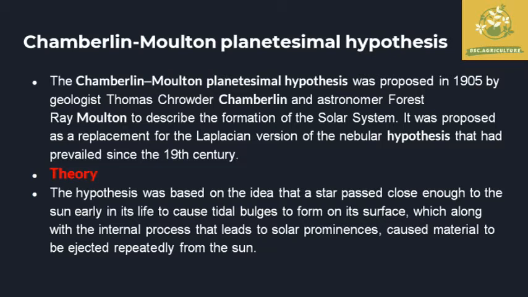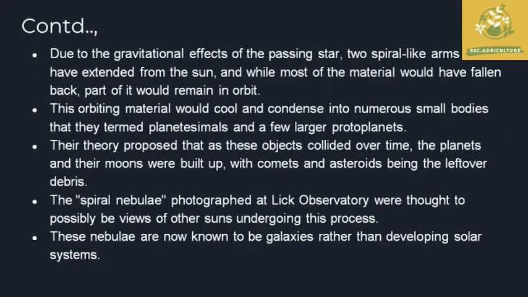This theory was based on the idea that a star passing close enough to the Sun would cause tidal bulges on its surface. This causes the prominent internal process in the solar system and causes repeated ejection of material from the Sun, which causes the Earth to form. But due to the gravitational effect of these passing stars, the spiral-like arms which extended from the Sun would mostly have fallen back, while some parts remained in orbit.